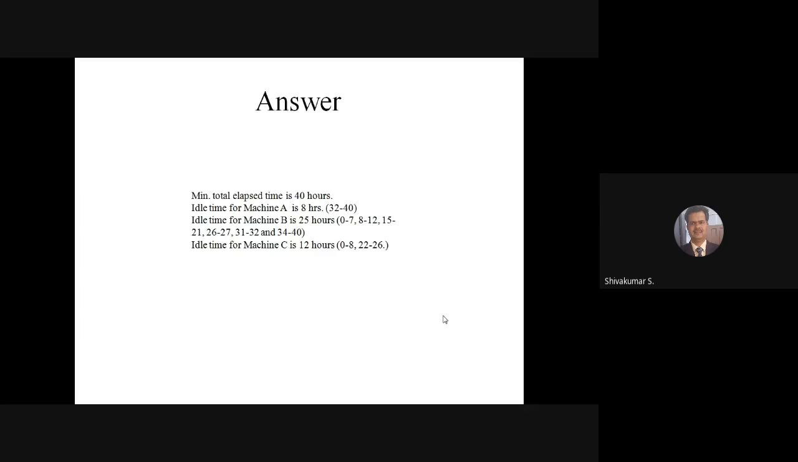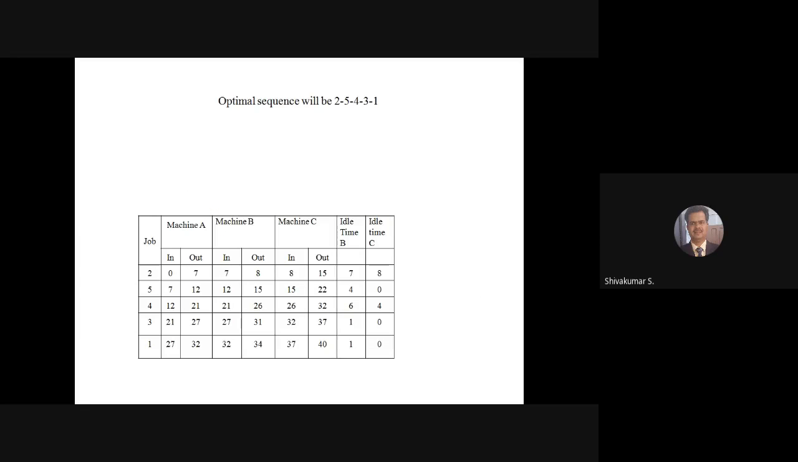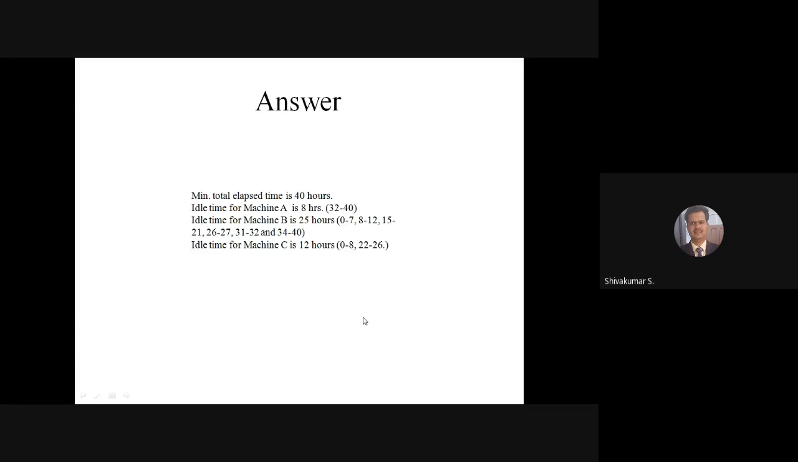Idle time for machine A is 8 hours. It is 40 minus 32, meaning from 32 to 40 it is going to wait. And idle time for machine B, I think 25 hours. Yes, my correction: 25 hours. Machine C, 12 hours, 8 plus 4, 12 hours. Machine B is 25.